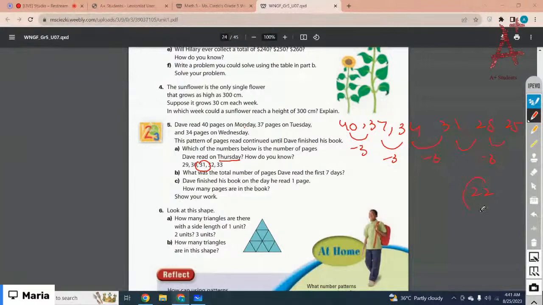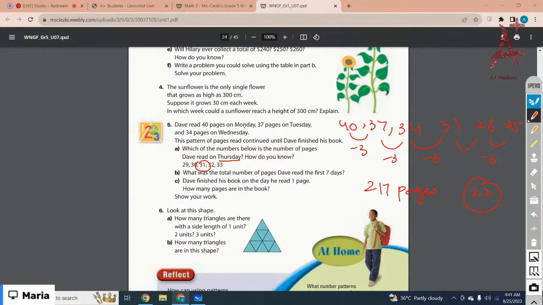That means for the first 7 days, for the total number of pages you have to add all these values. Let me just add 40 plus 37 plus 34 plus 31 plus 28 plus 25 plus 22. That means in the first 7 days, he read 217 pages. You just have to add all these pages, right?